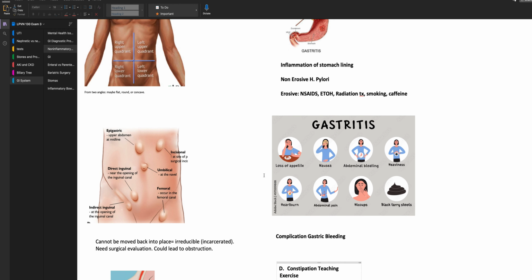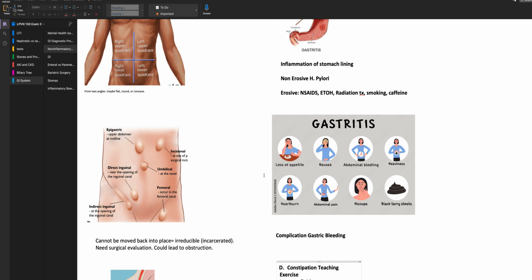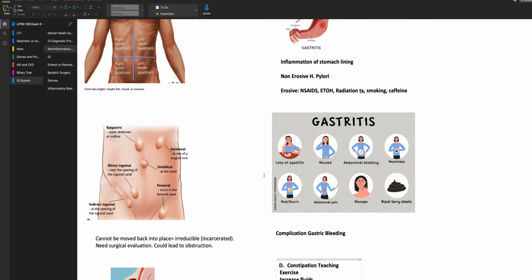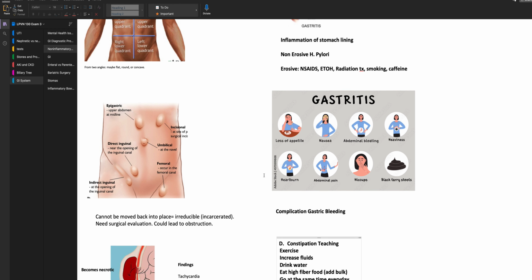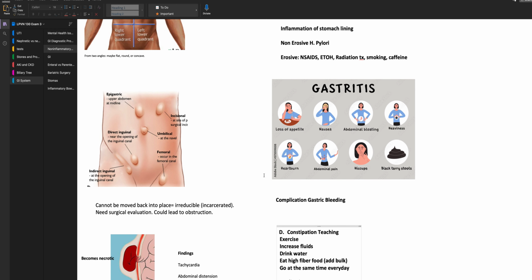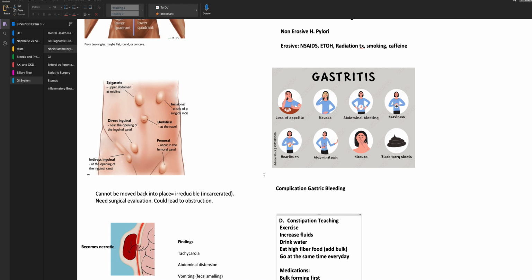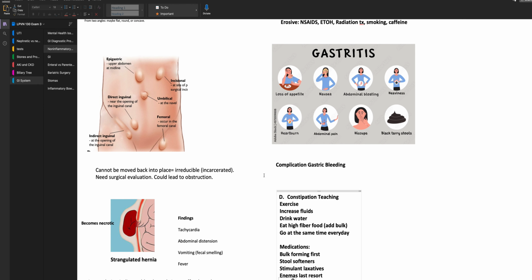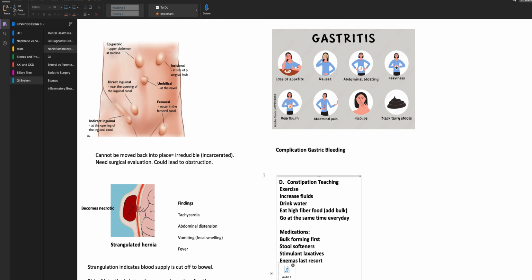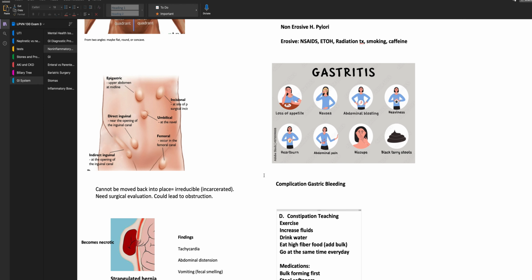Your patient's signs and symptoms: they will have black, tarry stools, much like duodenal ulcers. Okay? They complain of heartburn, abdominal pain, anorexia, nausea, and bloating. So your complication, the thing you're worried about with patients that have gastritis, is that they're going to hemorrhage. So they'll have bleeding, GI bleeding. And so to stop this, obviously stop taking all the NSAIDs, drinking, etc.